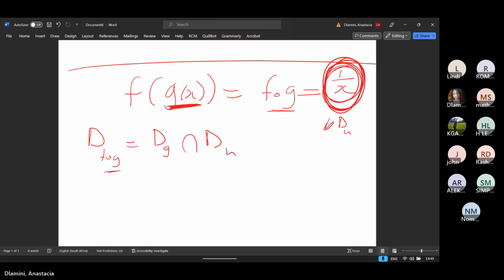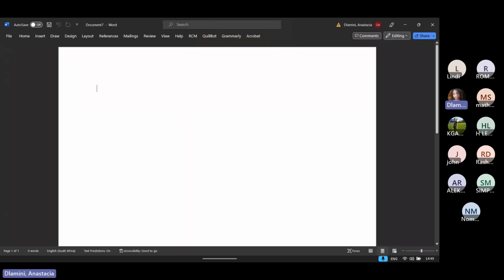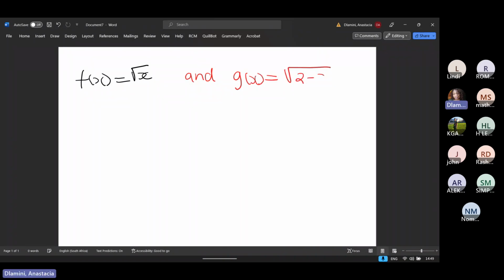So should we go to the example now? Yes, ma'am. So here we'll need a number line. Let's say we have f of x is equal to square root of x, and g of x is equal to square root of 2 minus x. And they want us to find their domains as well.